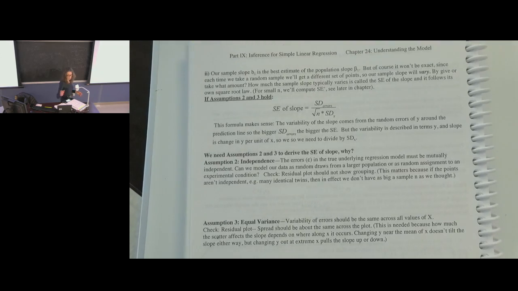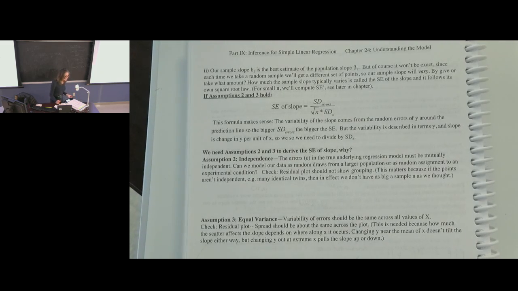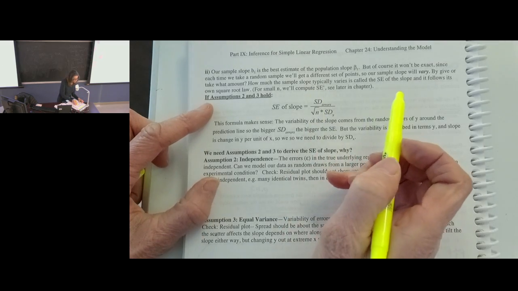So our sample slope right now is the best estimate of our population slope, right? What else are we going to use? But of course it's not exact, since each time we take a sample, it's going to vary. That's what we just talked about, right? So how much, give or take, it follows its own standard error law.